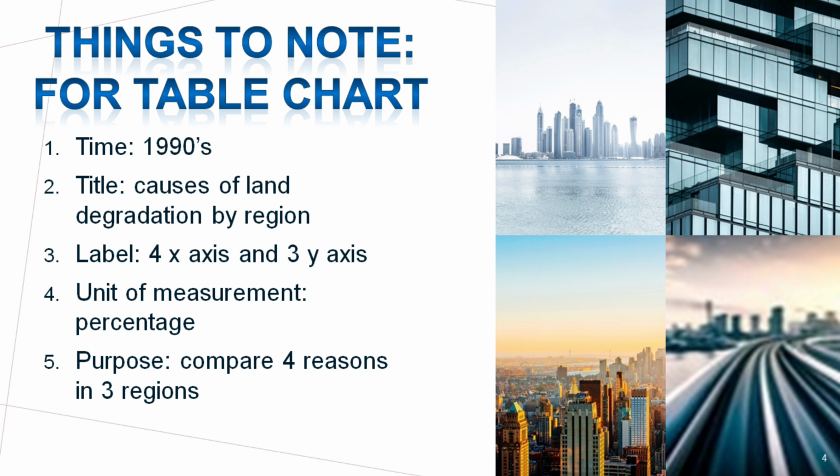So, what are the things to note for the table chart? Number 1, it tells about the time, which is the 1990s, which you can draw from the question. Second, to see the title, which is the causes of land degradation by region. Number three, the labels. On the x-axis, you can see deforestation, overcultivation, overgrazing, and total land degraded. Whereas on the y-axis, you can see North America, Europe, and Oceania. The unit of measurement is given in percentages, and the purpose of this table graph is to compare these three regions of the world.